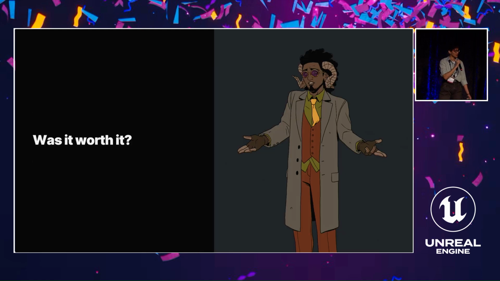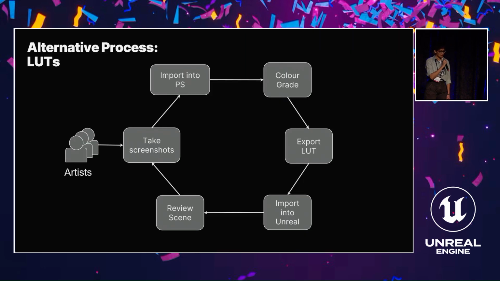So was it worth it? Let's compare it to our most reasonable alternatives, the LUTs. This is Ben's typical process for making a lookup table. You go through the scene in Unreal, you take screenshots of the character from each lighting angle, you import those into Photoshop, you color grade the characters where Ben makes the adjustments to make sure it has the desired effect. You export that into a LUT, you import that LUT into Unreal and apply it to a character. You then have to review the scene to make sure that it goes through fully throughout the whole sequence, and then you have to continue that, rinse and repeat until all the characters are done.